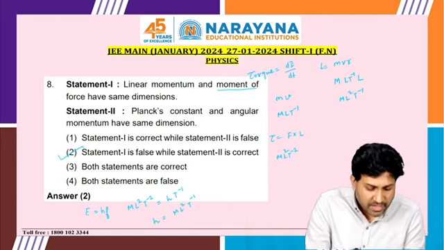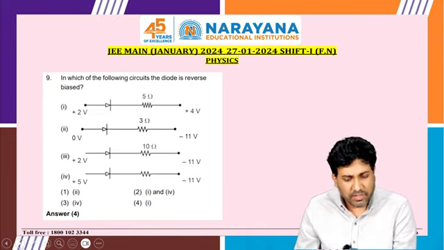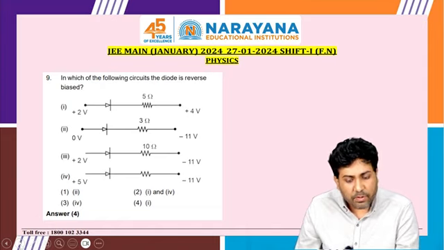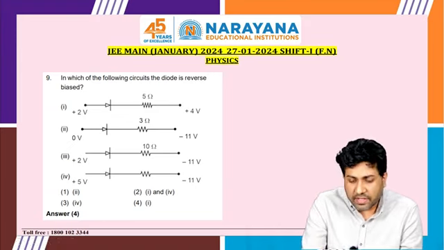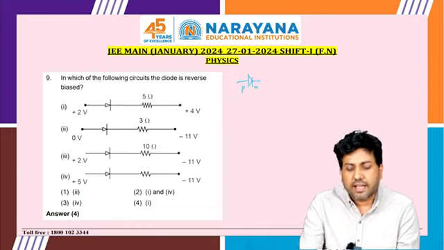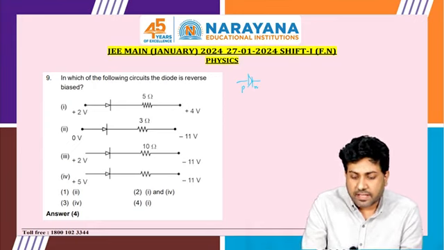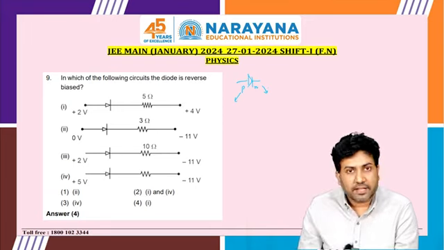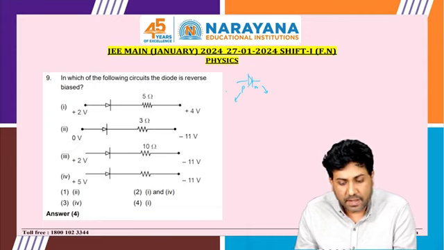Okay, now let's move to the next question. This one was the simplest, I guess, among all the questions that were asked. In which of the following circuits is the diode reverse biased? If the diode has to be reverse biased, this is the P side and this is the N side, then the potential on the P side should be less than the potential on the N side. For forward bias, the potential on the P side is greater than the potential on the N side.